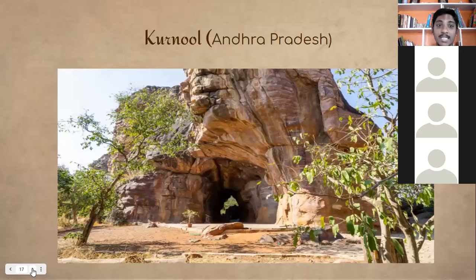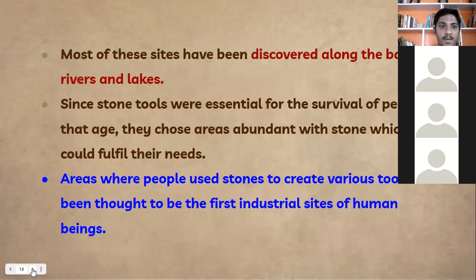Now, next one you see is Kurnul. Kurnul is another cave, located in Andhra Pradesh. Here also the people lived. In Kurnul also they have found drawings of animals, the men, the people hunting for animals. Those kinds of pictures have been found in the caves. Now, that's all about the people. So you know now where these people lived. The people lived in caves.